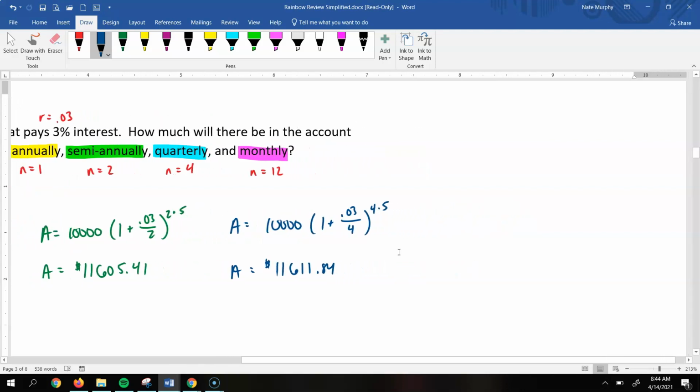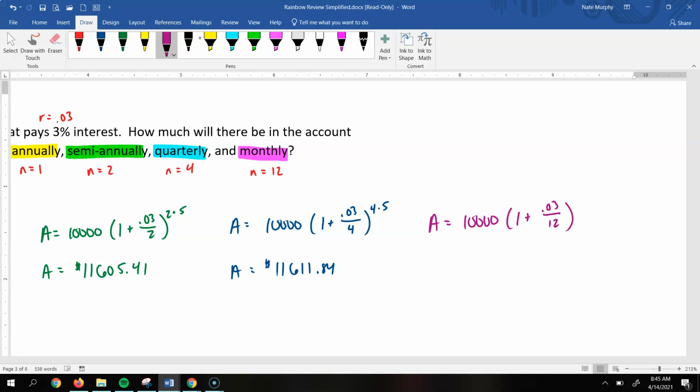All right, so we're going to do this one last time, if it's compounded monthly. We would take $10,000 times 1 plus 0.03 divided by 12. Our exponent would be 12 times 5, or 60. Again, you just type all that in your calculator, and when you do that, this time you'd get $11,616.17.